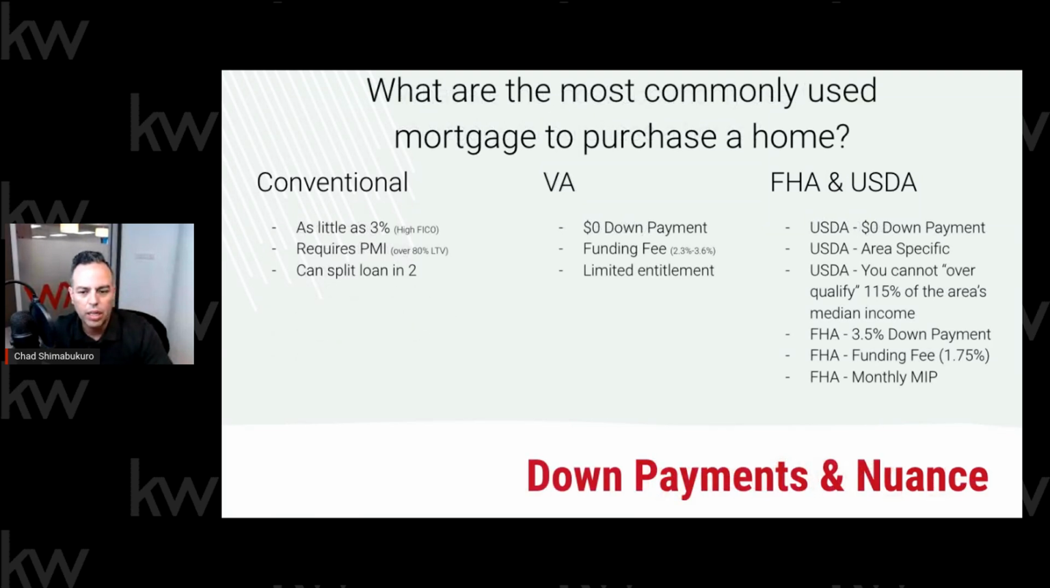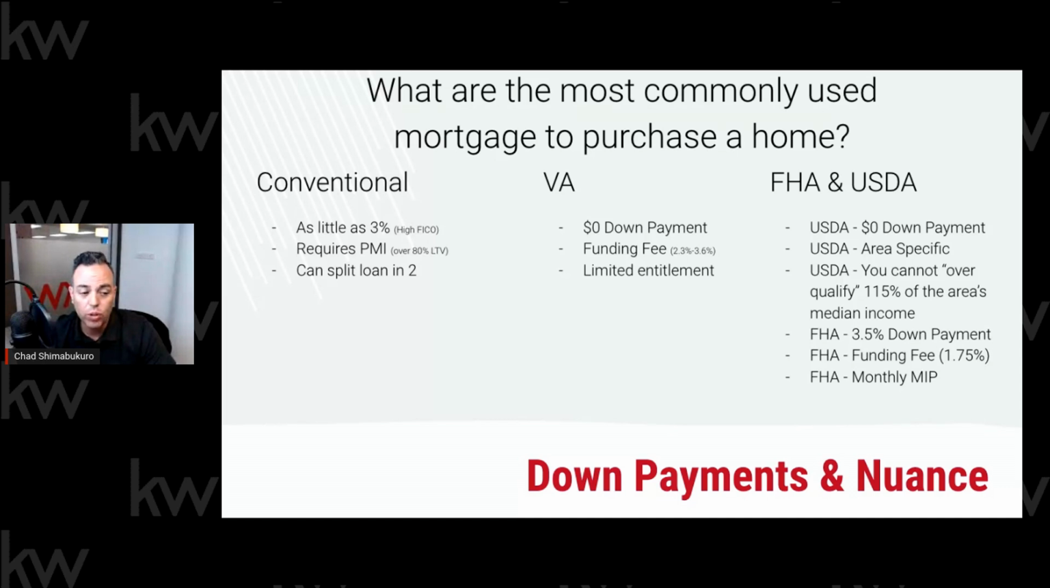But that, as well as FHA, is 3.5% down. So it is a phenomenal loan program if you don't have equity or don't have a lot of down payment. With conventional, you can have as little as 3% down, so long as you have good FICO scores and you qualify for it. It might require PMI, or private mortgage insurance, as we mentioned before. In many cases, if you have good enough credit, you can split that loan up into two, having a first and a second.